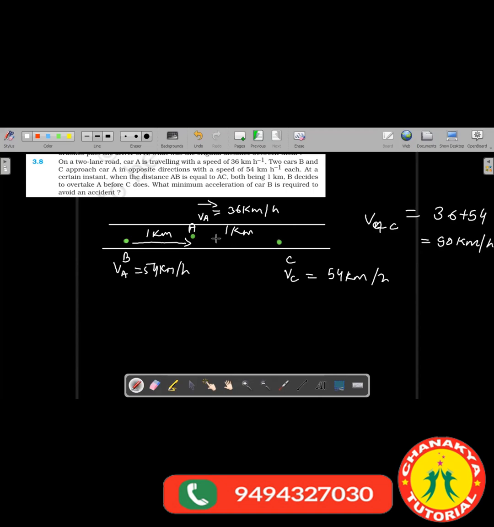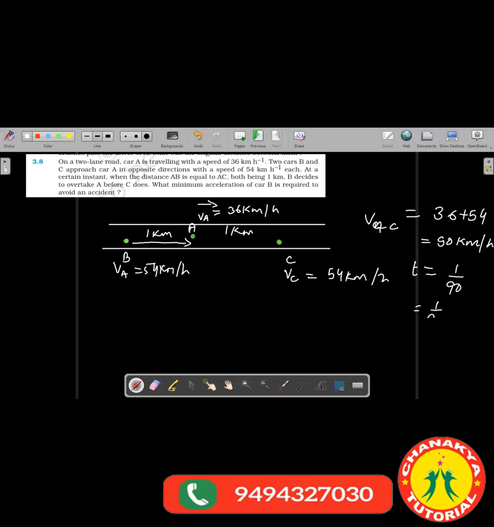So the distance between them is 1 kilometer, and I can find out the time that it will take for C to cross A. Are you getting this point? We can find out the time that it will take for C to cross A, just as we did earlier. Time is equal to distance by speed, so it's 1 by 90. Distance is 1 and speed is 90. So 1 by 90 hour is the time.